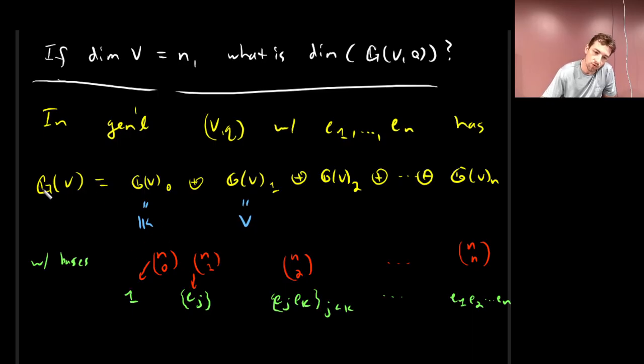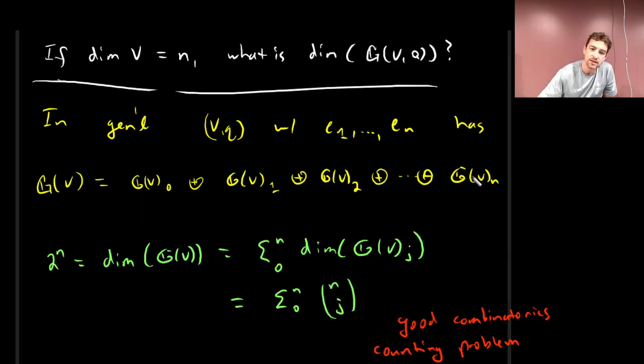Just to write that in general, GV is this direct sum of the degree 0, the degree 1, the degree 2, up to the degree n. The dimension of each of these, if V is dimension n, is going to be n choose 0, n choose 1, all the way on up. And so we get to the classic committee problem, combinatorics 101, but great practice.